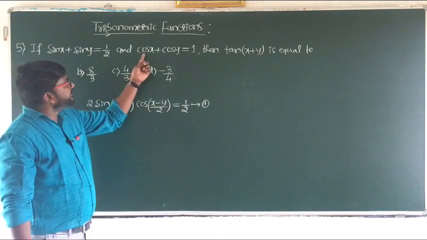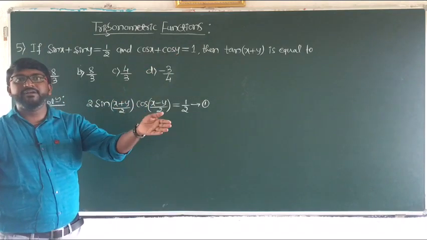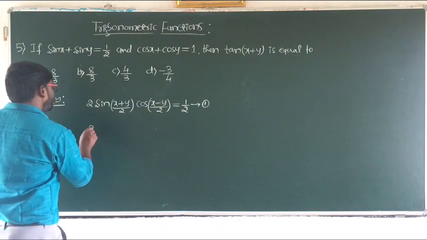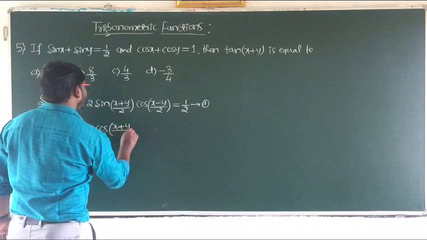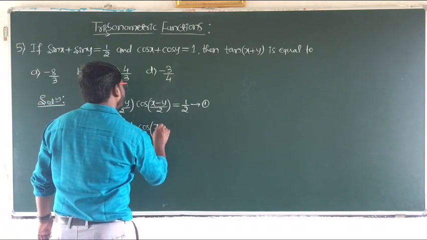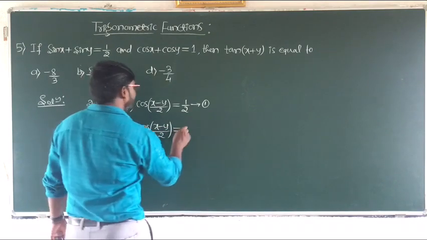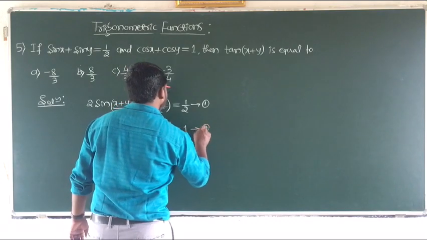Now for this I can apply cos C plus cos D formula. It is 2 cos C plus D by 2 into cos C minus D by 2, and write the RHS as it is. Then 2 cos x plus y by 2 into cos x minus y by 2, which is equals to 1. I write the RHS as it is. Then I call this as equation number 2.